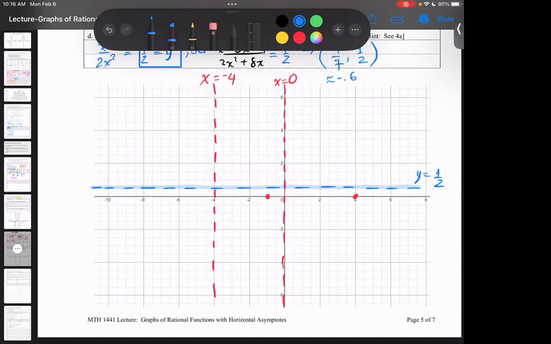-0.6. Right there. Yeah, that's the point right there.